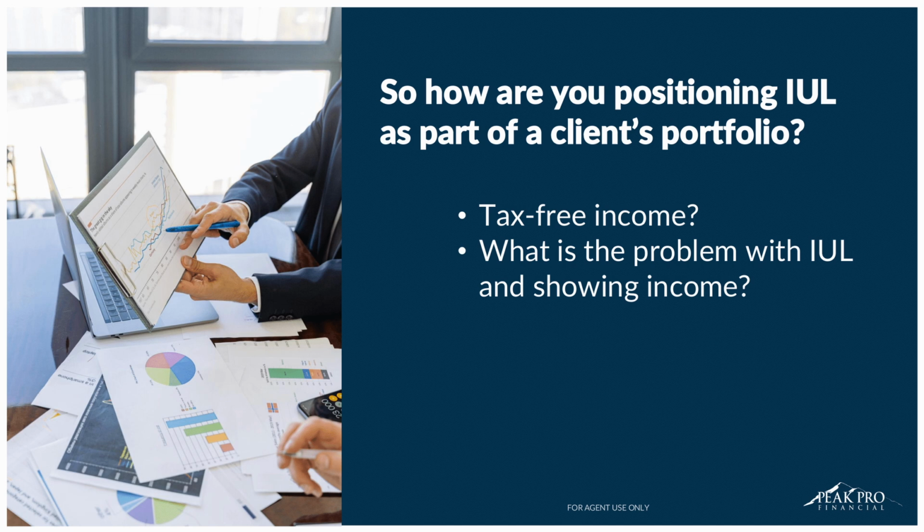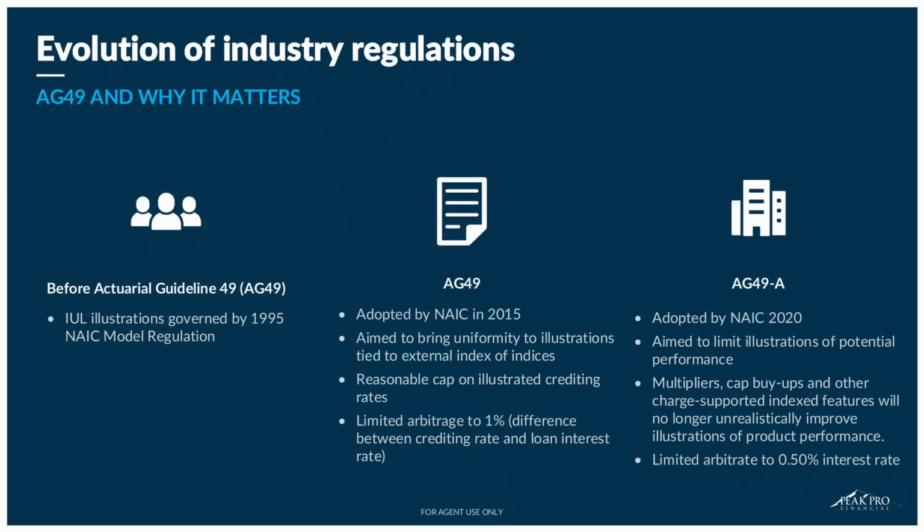So when we get into this again, one of the problems that I want to make sure we are addressing is AG 49. AG 49 really came into play in 2015. It was the first move for the NAIC to really come after dumbing down illustrations. But funny thing about that is there were certain carriers that were positioned to add multipliers and kind of get ahead of AG 49, turning them into some of the best-selling products in the industry at that point. You also had AG 49A in 2020, AG 49B in 2022.